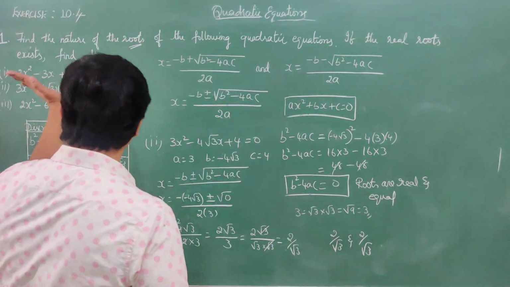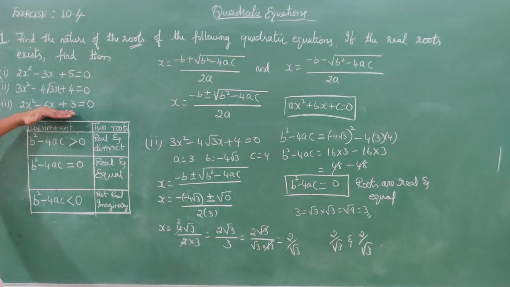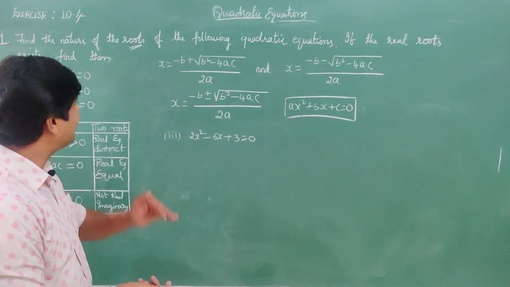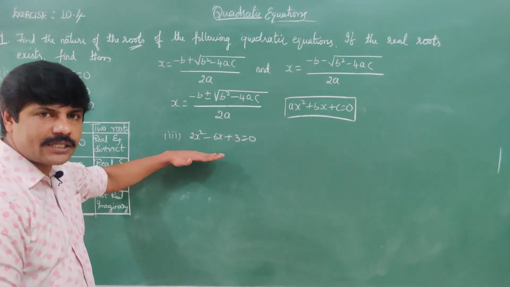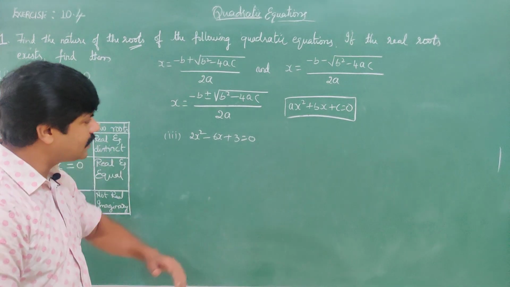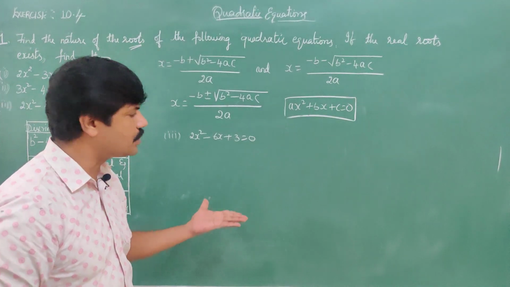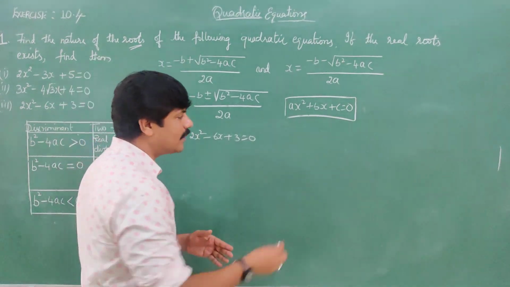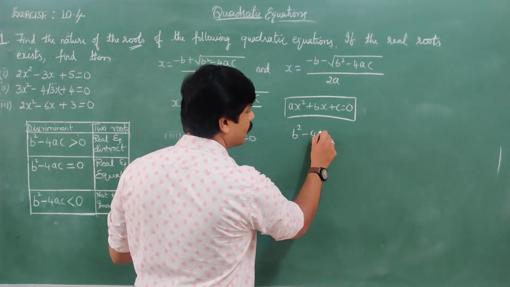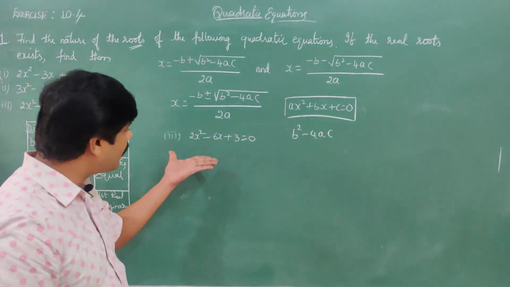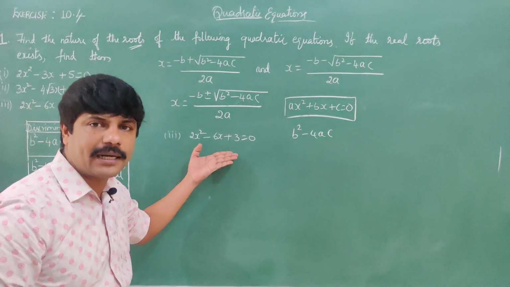Understand? Now we'll find the nature of the third quadratic equation. Now we'll find the nature of the roots of this particular quadratic equation, 2x square minus 6x plus 3 equals 0. Okay. So first we will find the nature of roots. How do you find it? By taking the discriminant. What is the discriminant? B square minus 4ac. Based on this, we can find the nature of roots of this particular quadratic equation.